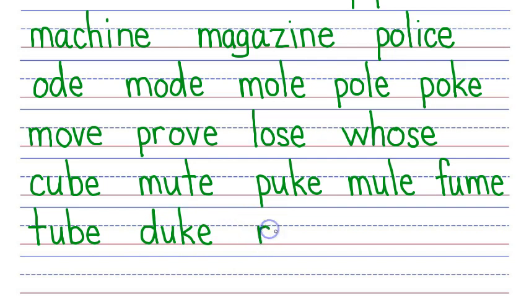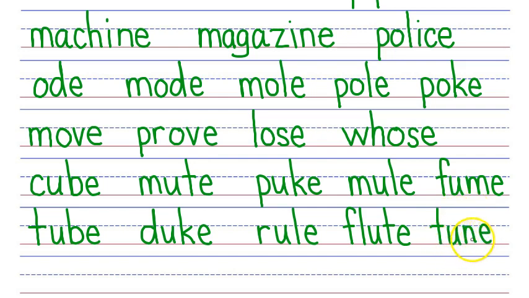We have an R that says R, a U that needs to make the long double O sound, oo, an L that says L, and a silent final E to make the U make that long sound. Oo, rule. Next word, flute. We have an F that says F, an L that says L, a U that needs to make that long double O sound, oo, a T that says T, and a silent final E to make that U make a long sound. F, oo, T, flute. Next word, tune. We have a T that says T, a U that needs to make a long double O sound, oo, an N that says N, and a silent final E to make the U make the long sound.